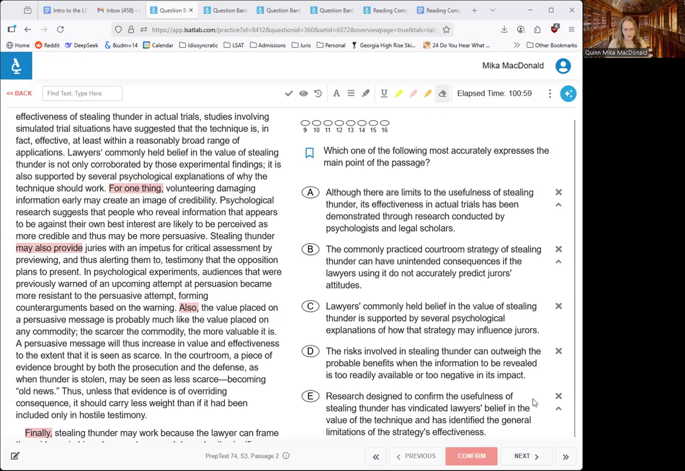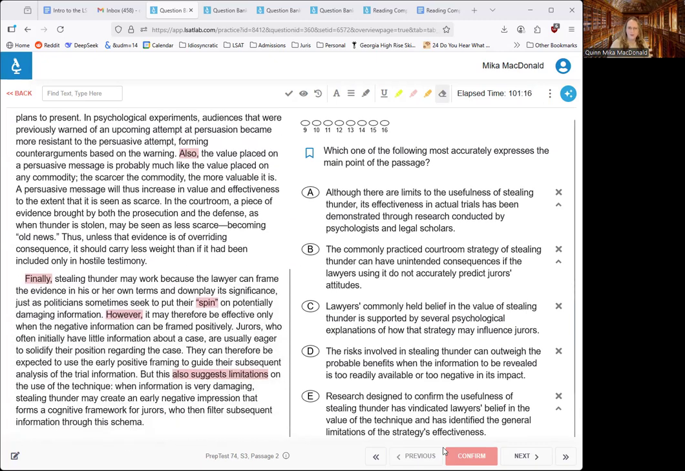Research has confirmed the usefulness. Research designed to confirm the usefulness has vindicated lawyers' belief and has identified the general limitations. That doesn't feel right, right? That's a little too strong. It's a little too intense for the author's tone. And this word, identify the limitations, also suggests limitations. That's a little bit different intensity and certainty level.